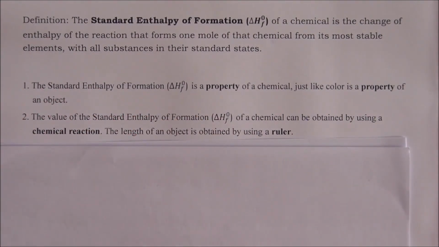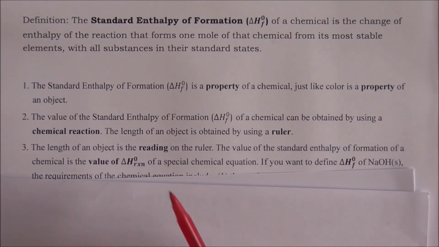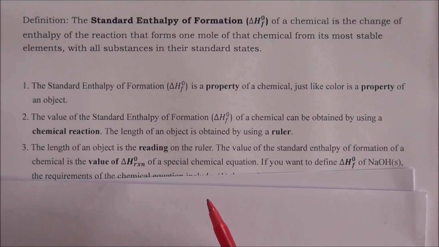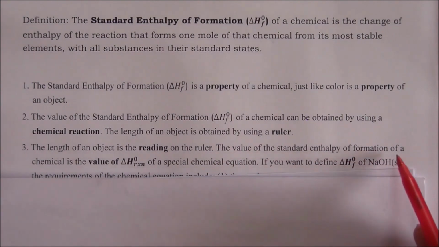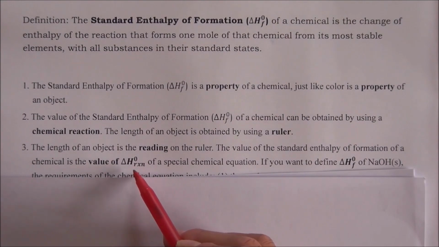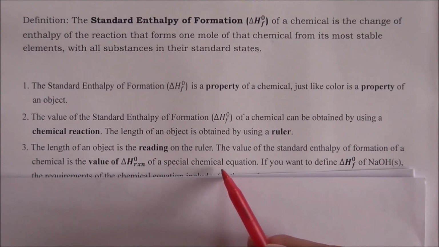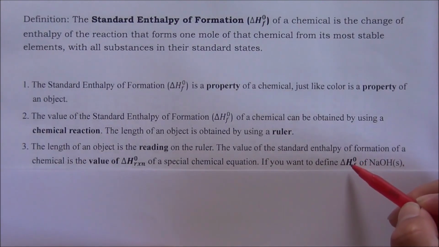The third point to understand this concept is that the length of an object is the reading on the ruler. Apparently, this is an analogy. Similarly, in chemistry, the value of the standard enthalpy of formation of a chemical is the value of the standard enthalpy of reaction of a special chemical equation. Now let's use sodium hydroxide solid as an example to illustrate how we can find the value of the standard enthalpy of formation of a chemical.